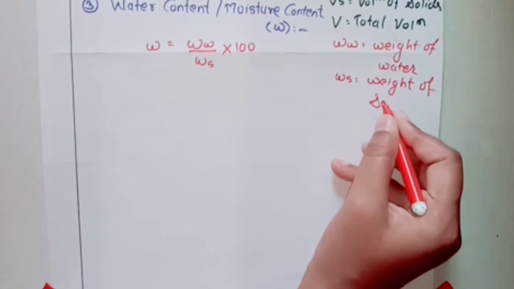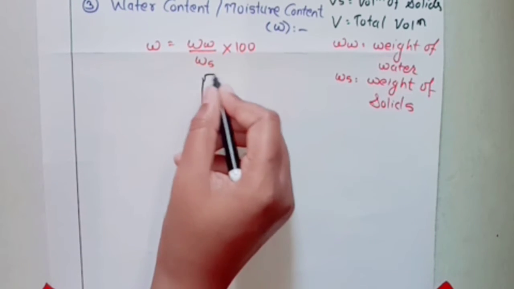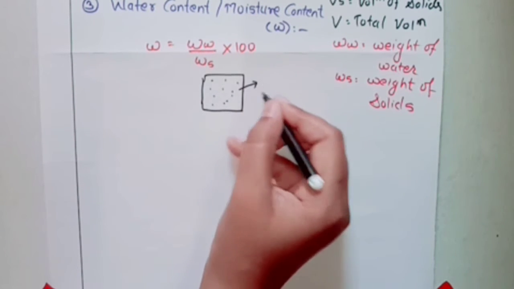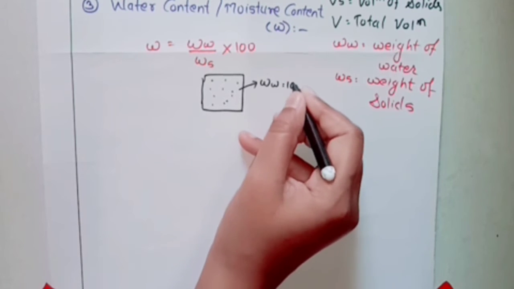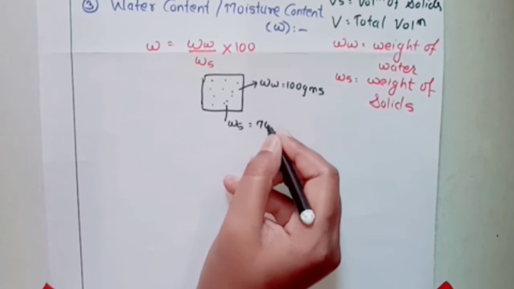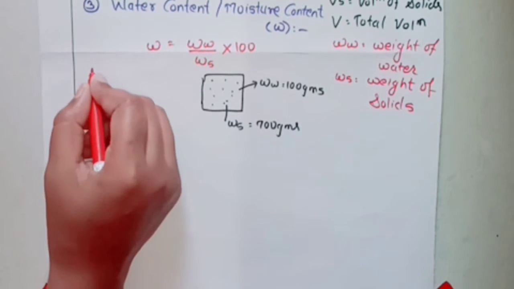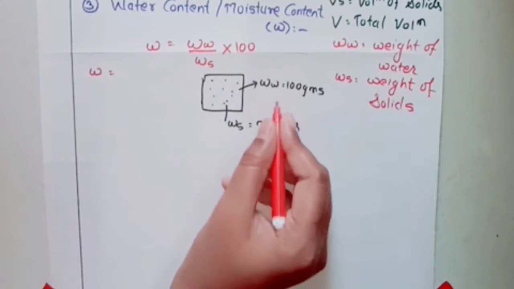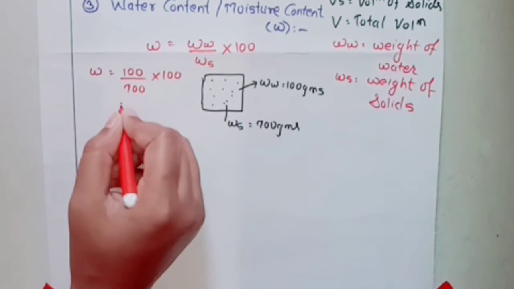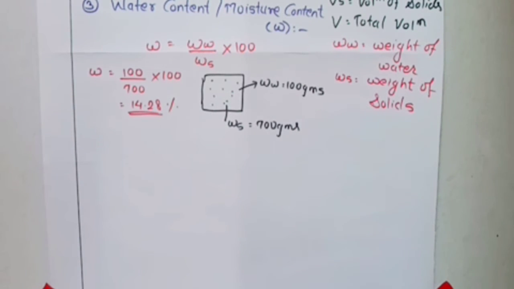Okay, so I will give you one example of how to calculate this water content. So here is the soil sample, and here Ww, weight of water, is given as 100 grams, and weight of solids is given as 700 grams. So how will we calculate water content from this? w equal to 100 upon 700 into 100, that is 14.28%. Okay, water content is calculated in percentage.